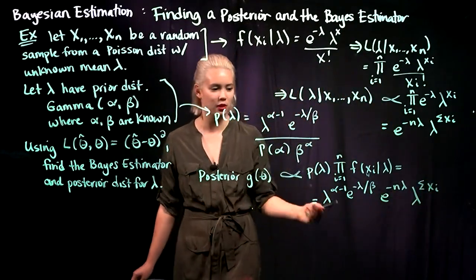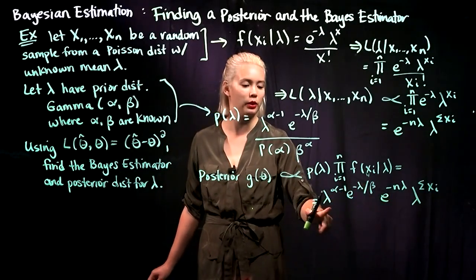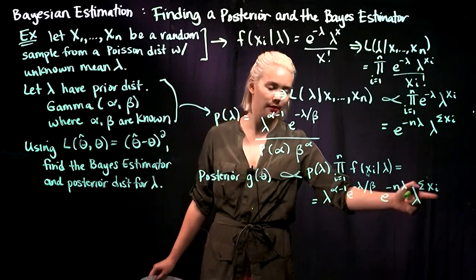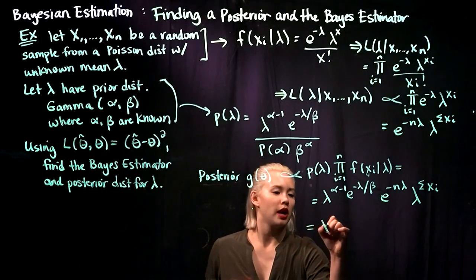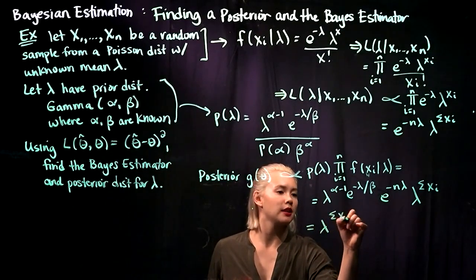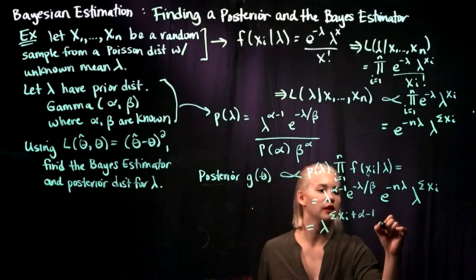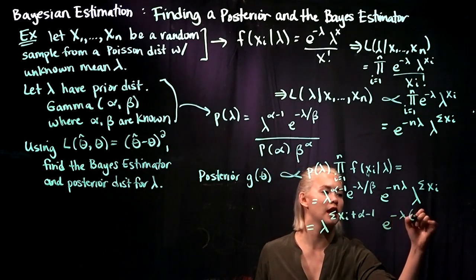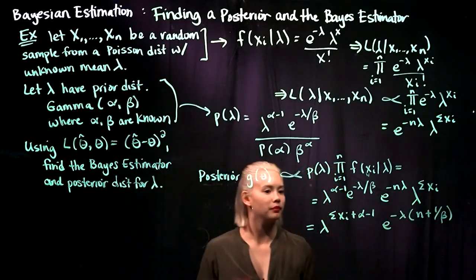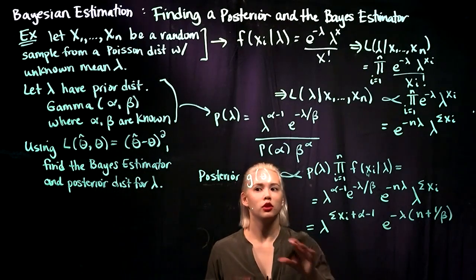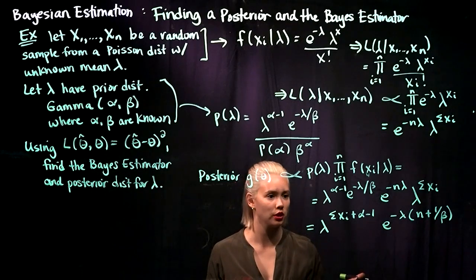At this point we can see we have e to the something times e to the something, so we can combine those. And then we have lambda to the something times lambda to the something. So again, we should combine those as well. We have lambda to the sum of the x_i's plus alpha minus 1. And then we have e to the negative lambda times (n plus 1 over beta). Now this is proportional to the PDF of our posterior distribution.